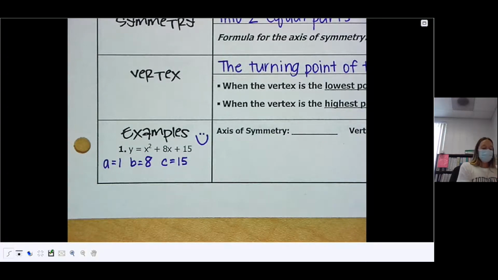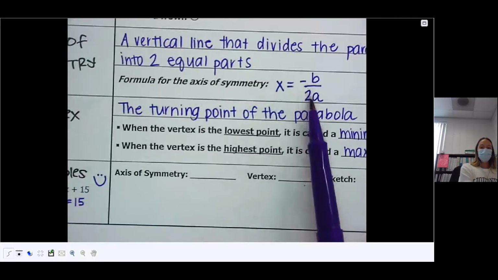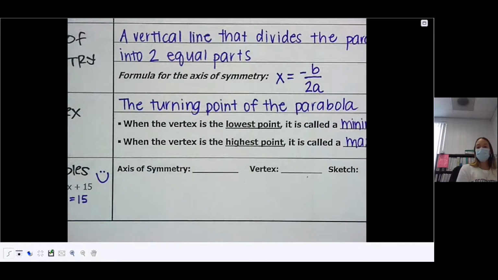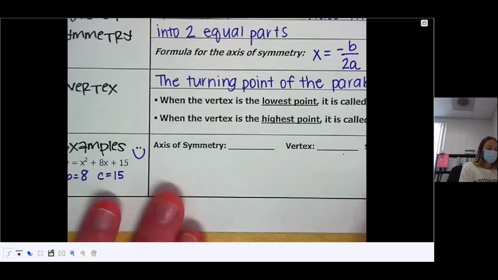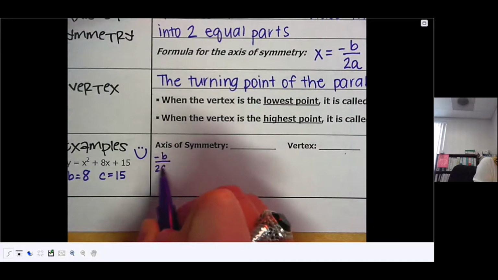First thing we're going to find is the axis of symmetry. So to find it, we're going to use this equation right here. X equals negative B divided by 2 times A. Negative B over 2 times A.